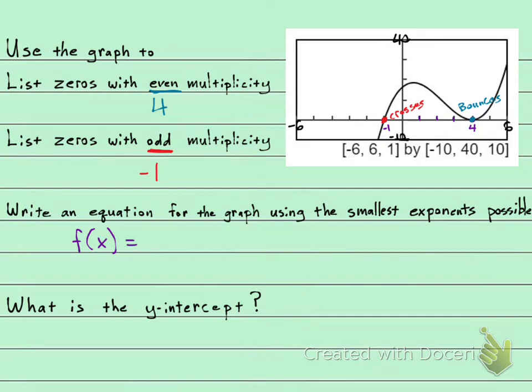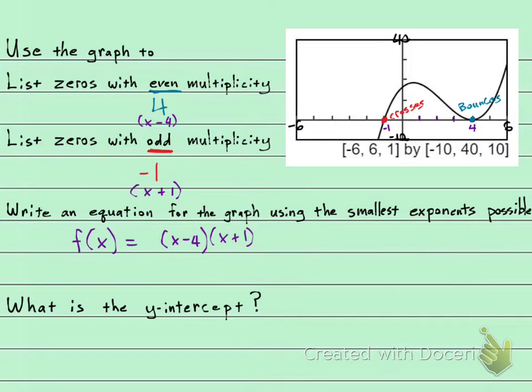If our zero is 4, our factor must be x minus 4, right? To get 0, it would have to be 4 minus 4. All right, so our first factor is x minus 4. And if your zero is -1, your factor is going to be x plus 1, because -1 plus 1 is 0. So our other factor that we know is x plus 1.